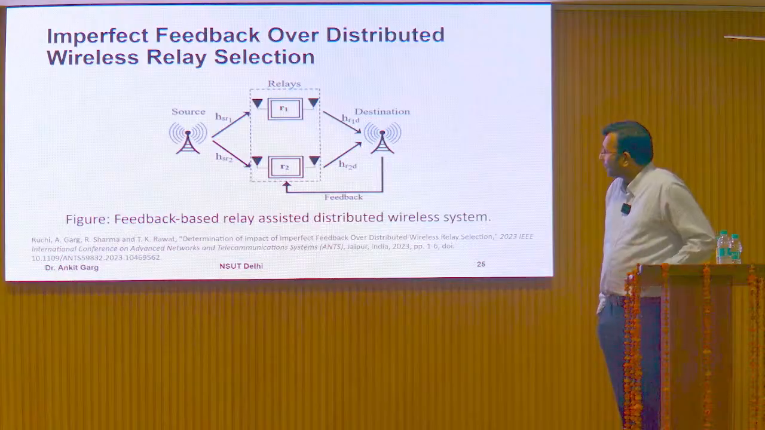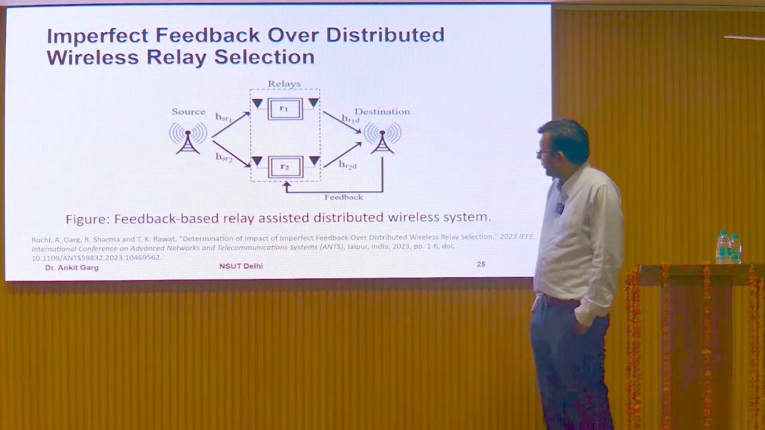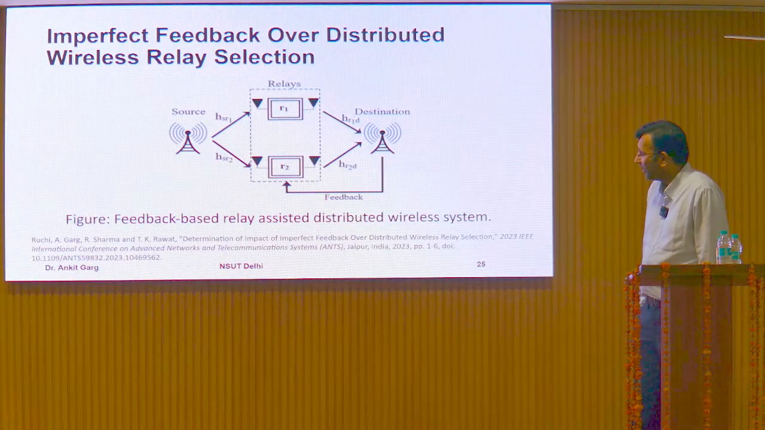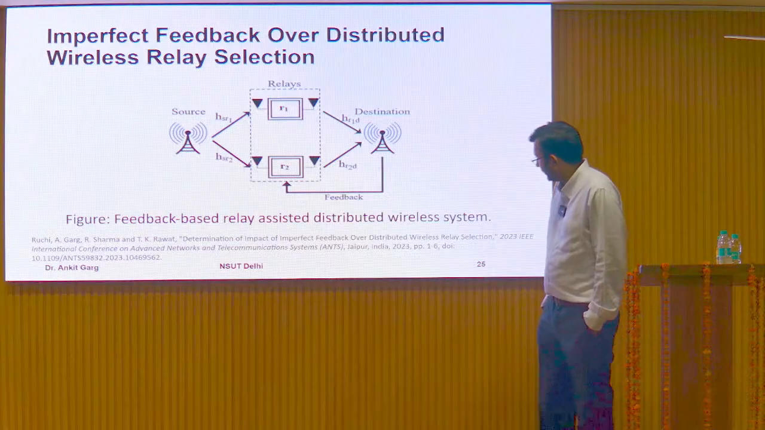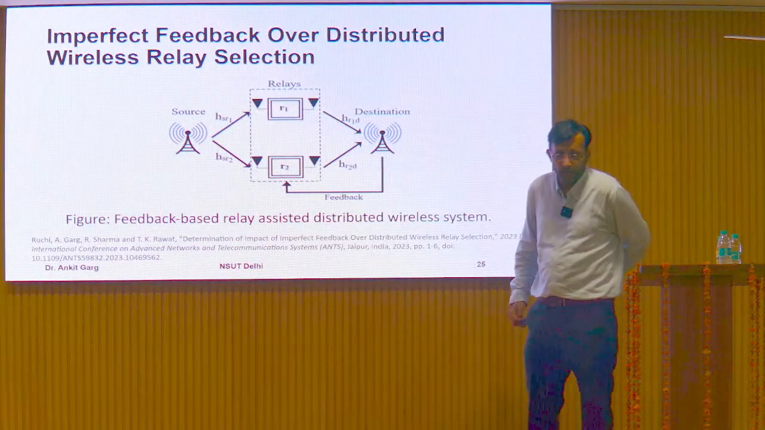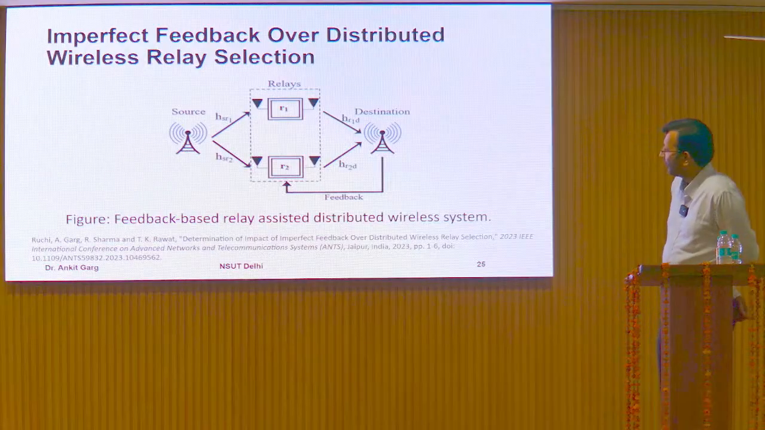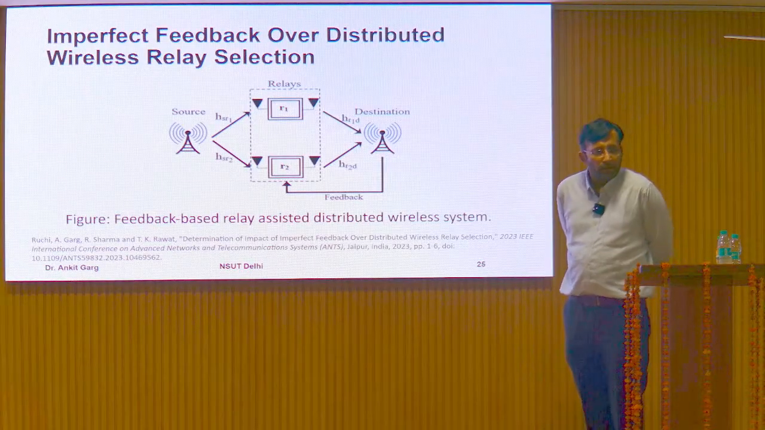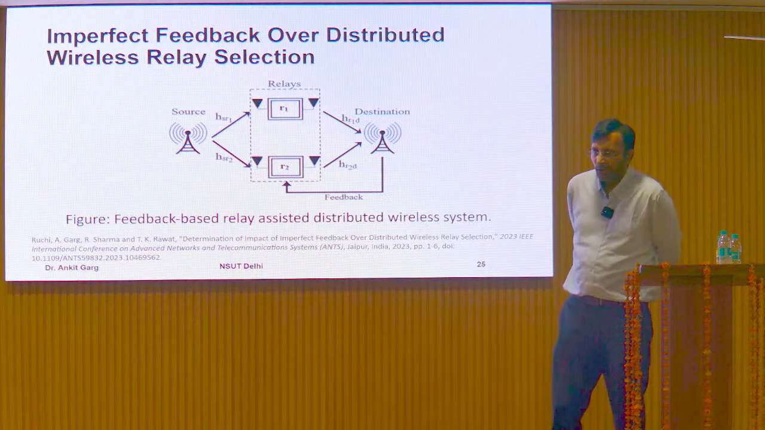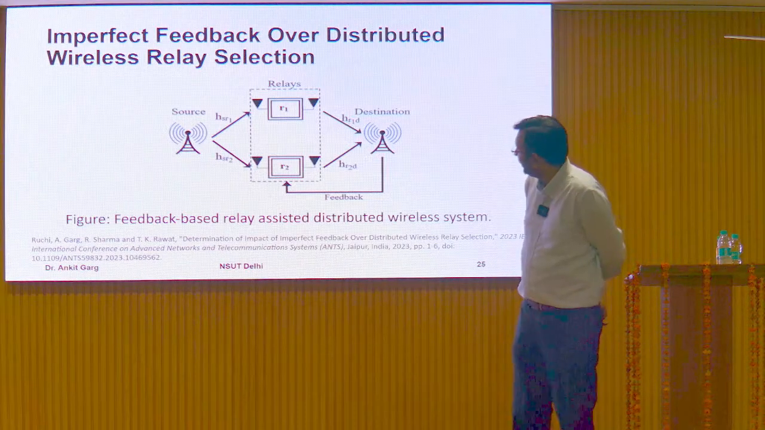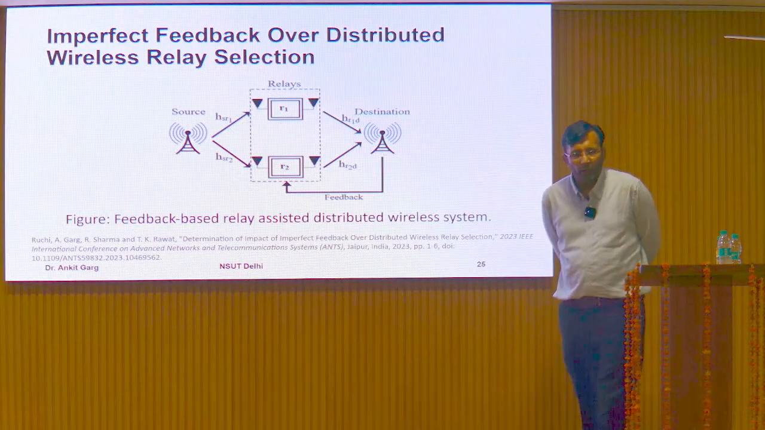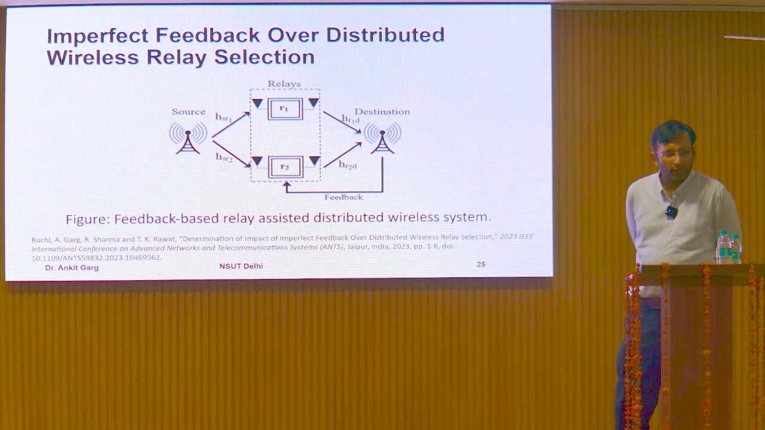Then we apply this phenomenon to cooperative communication, having the source with a single antenna, two relays, and a single-antenna destination. Again, we use the same phenomenon of feedback from the destination to the relay to choose the best relay antenna. Here we use the decode-and-forward protocol, which means these relays first decode whatever they receive, then encode it again and retransmit to the destination.